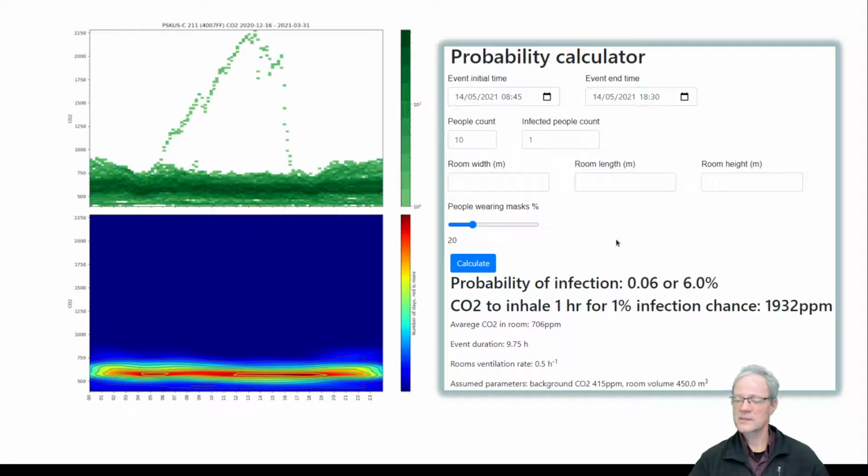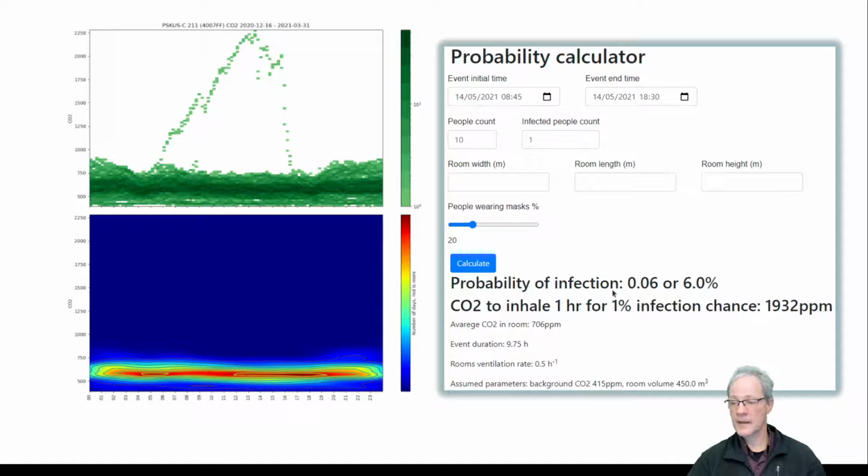So this calculator is based on one publication that proposes a way to calculate the risk of infection based on all kinds of parameters, including the number of people in the room, the time, the size of the room, the percentage of people wearing masks even, and also the parameters that we got from the air quality measurement. So based on these parameters, we can calculate, even in real time or by hand, what is the risk of infection in these conditions, right?